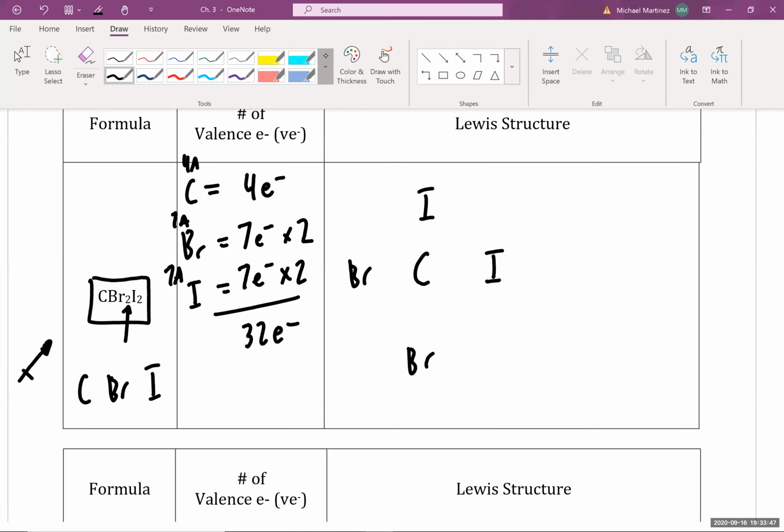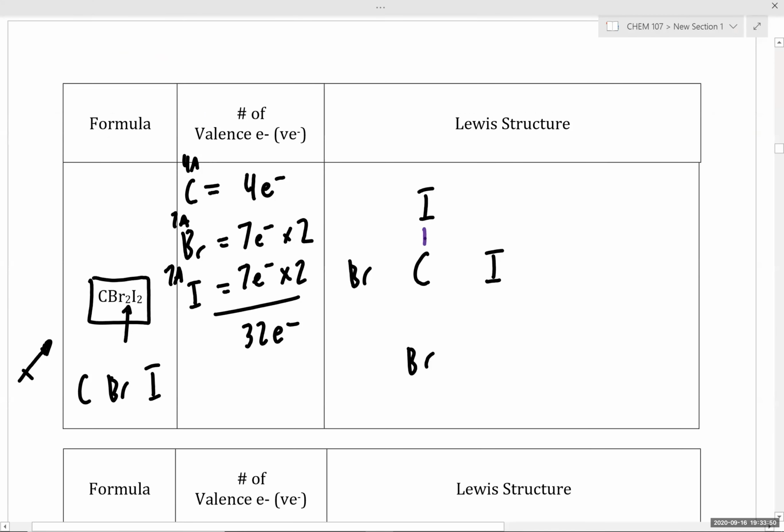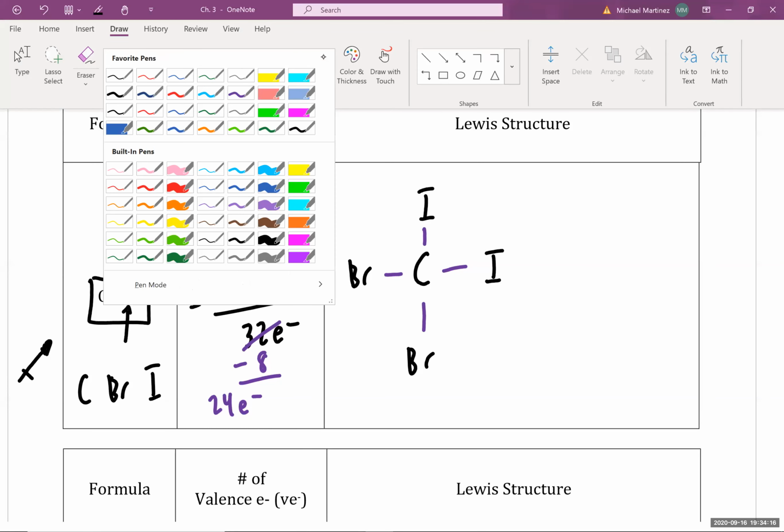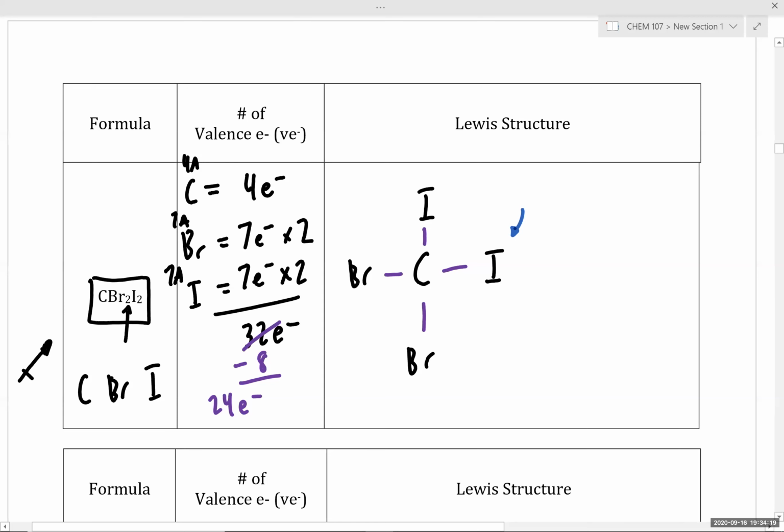And now that I have my skeleton, I'm going to form 1 bond each. 1, 2, 3, 4. We then subtract 2 electrons per bond, or 8, and we have 24 electrons remaining. Does that make sense to everyone? Yes. Okay, now for our next step, we're going to add our lone pairs. Looking at this iodine, it currently has two electrons, one bond. How many lone pair electrons do I need to add to get eight?